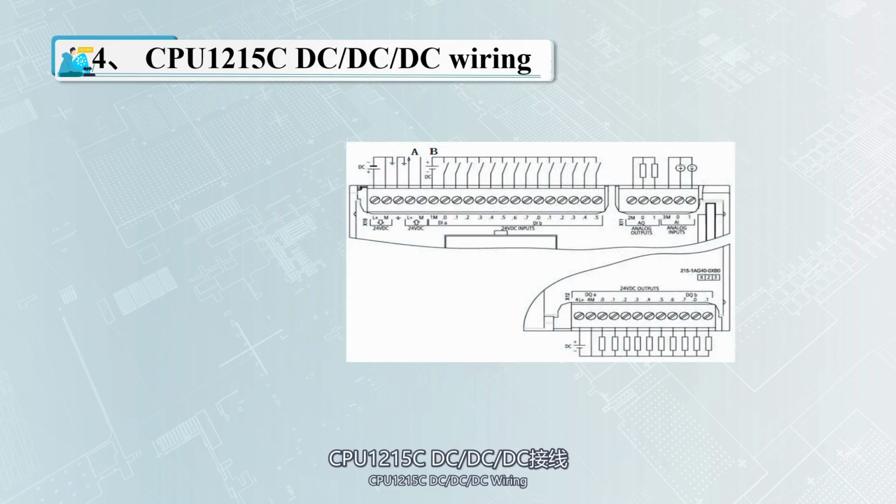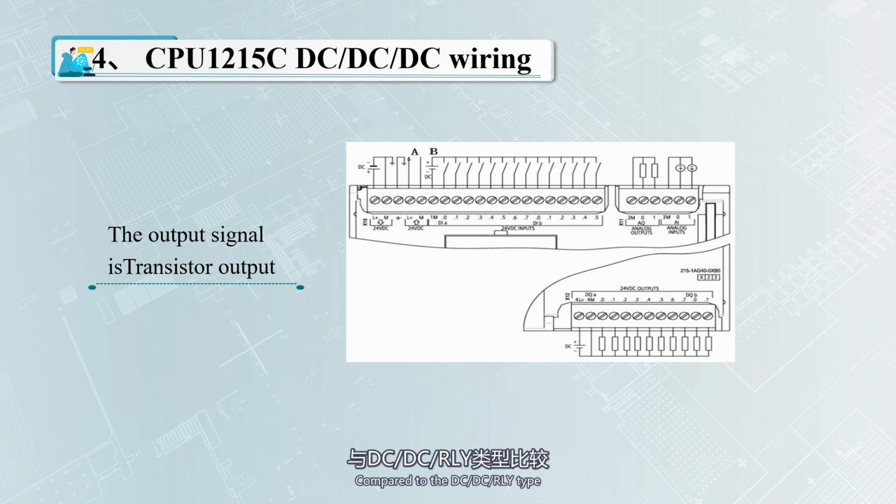CPU 1215C DC/DC/DC wiring. Compared to the DC/DC/RLY type, the output terminals are different and the other connection terminals are the same. The output signal is transistor output with 4L+ and 4M terminals connected to DC 24V. The power polarity cannot be reversed, otherwise the load module will be damaged. The DQ point is connected to the load and the load is uniformly connected to the negative electrode. The DQ point outputs a high-level signal that is valid.